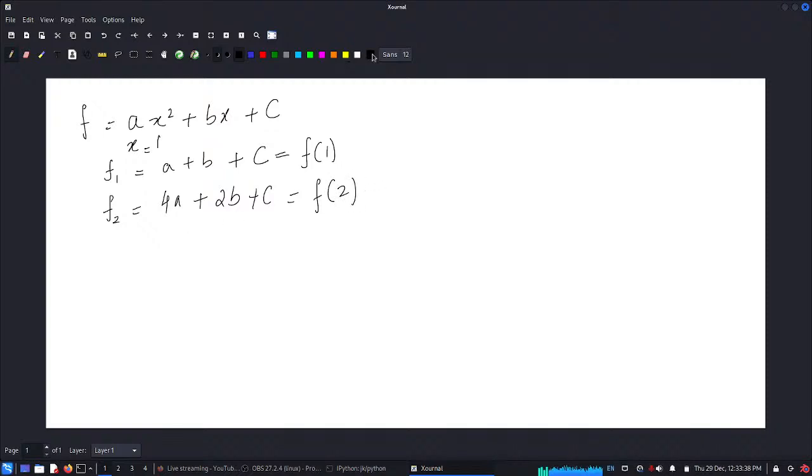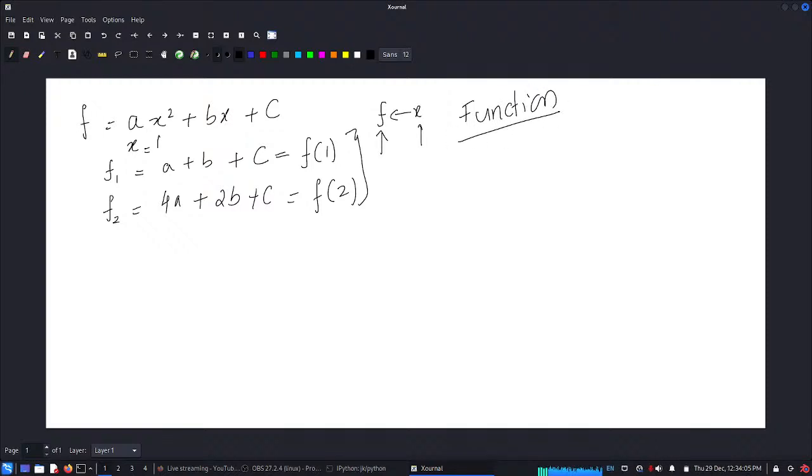So what are we saying here? For a given value of x, I am getting a given value of f. So for any value of x, we have a particular value of f. This is the idea of a function.